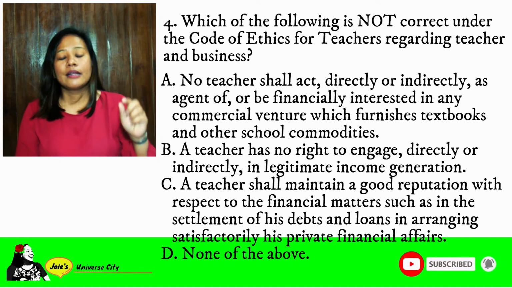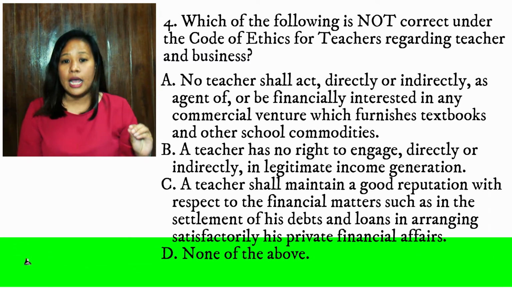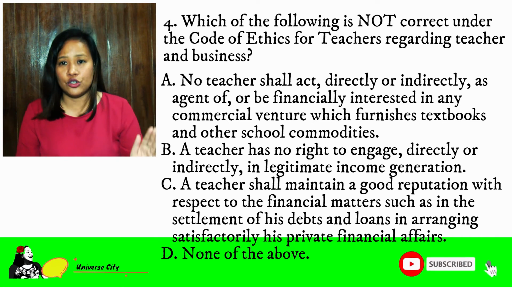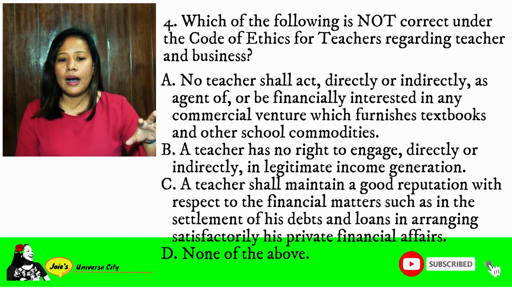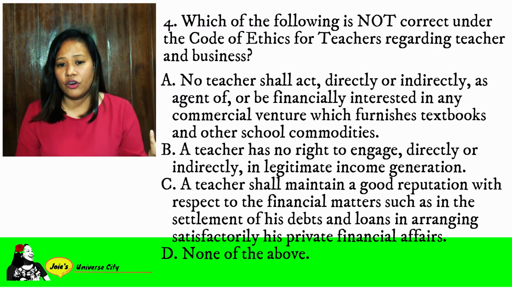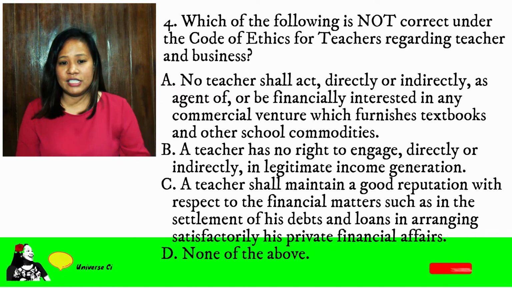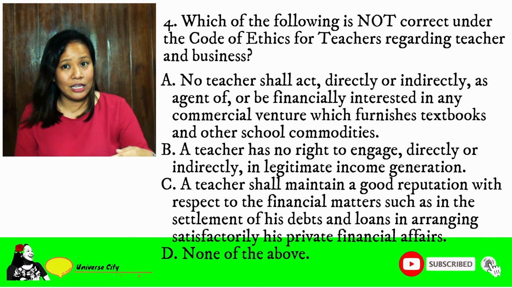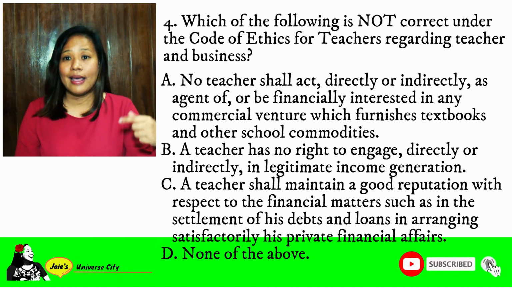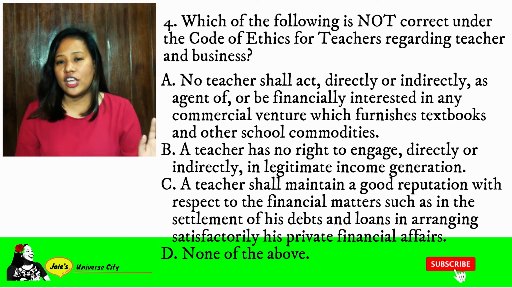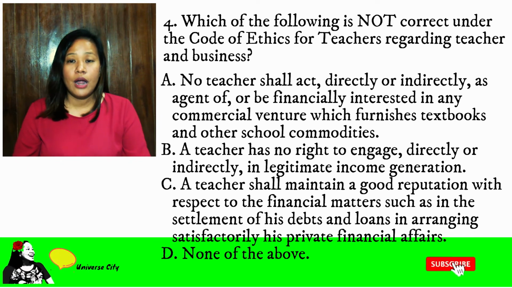It's letter B. The teacher has no right to engage in legitimate income generation, because the Code of Ethics tells teachers that they have the right to be engaged in any business, income generation, or income generating activities, provided these are legit activities and are not directly connected to their role or job as teachers, like that of book furnishing and business about school commodities. The answer is letter B.